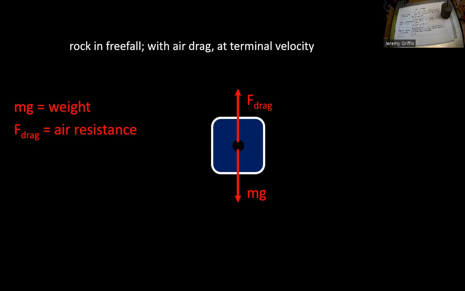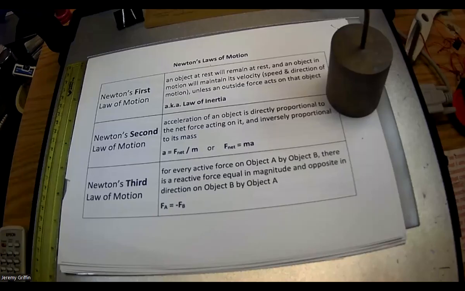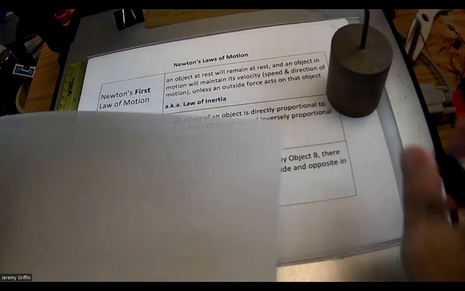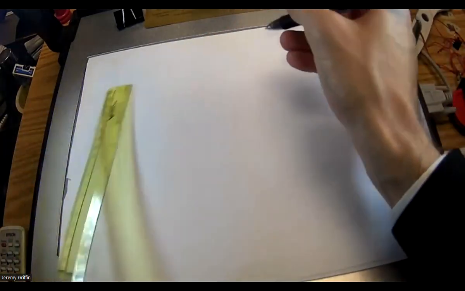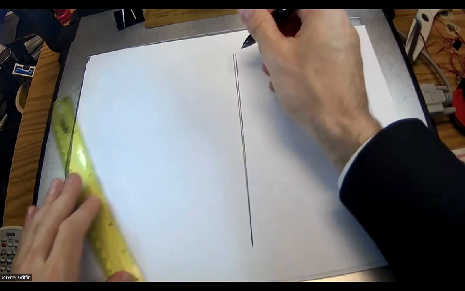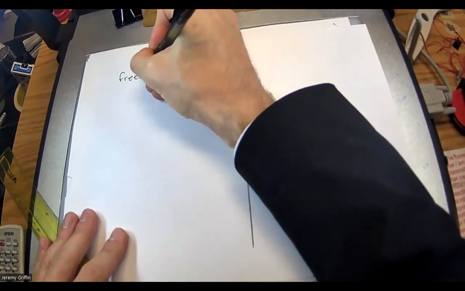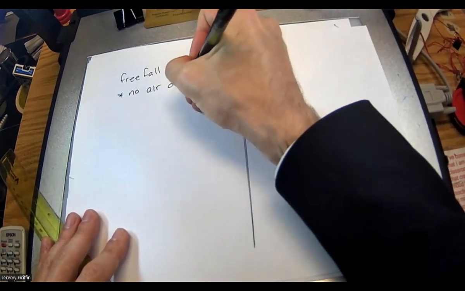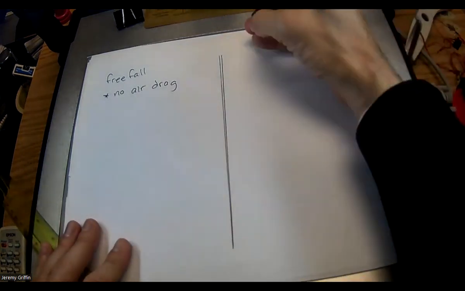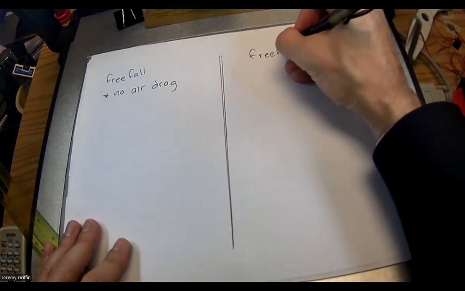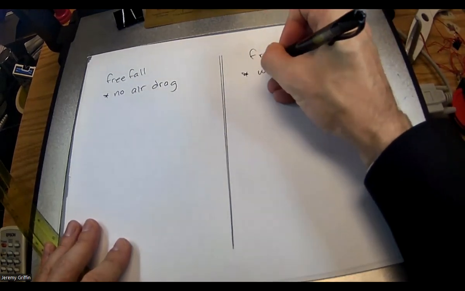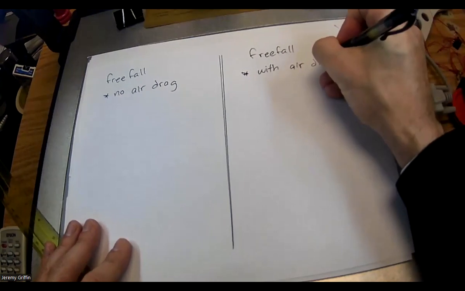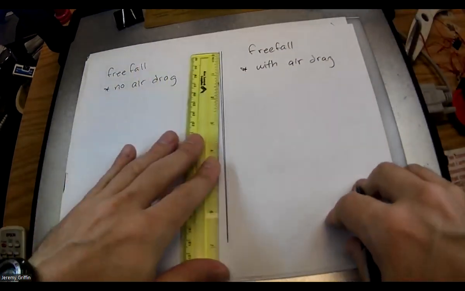Right. I want to do a graph with you guys. Let me flip the screen over. So let's do a couple of graphs. Do side by side graphs. Let's do free fall with no air drag, which is what we almost always do in this class. Okay? And then we'll do a free fall situation, but I'm going to throw in, we'll say, with air drag. Okay.